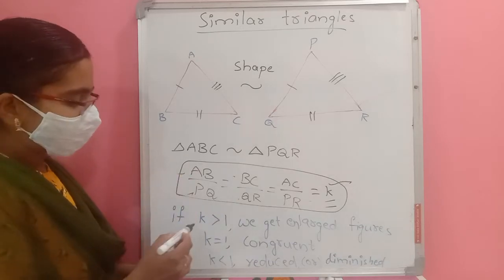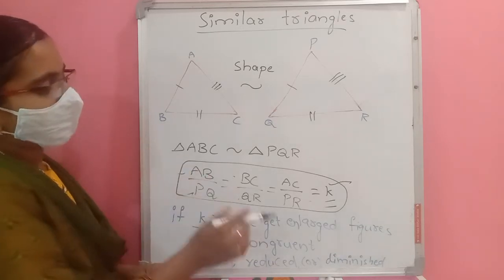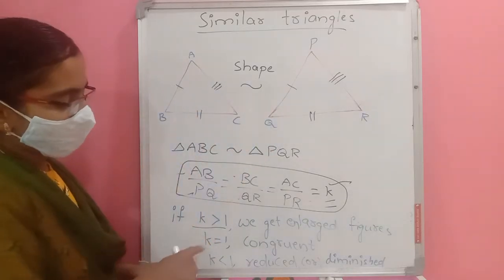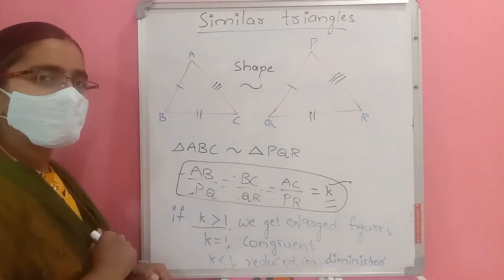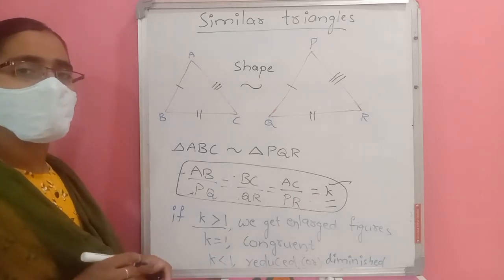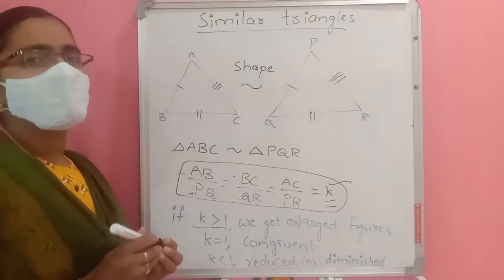If that constant k is greater than 1, you get an enlarged figure. If k equals 1, you get congruent figures. If k is less than 1, then you get a reduced or diminished figure.